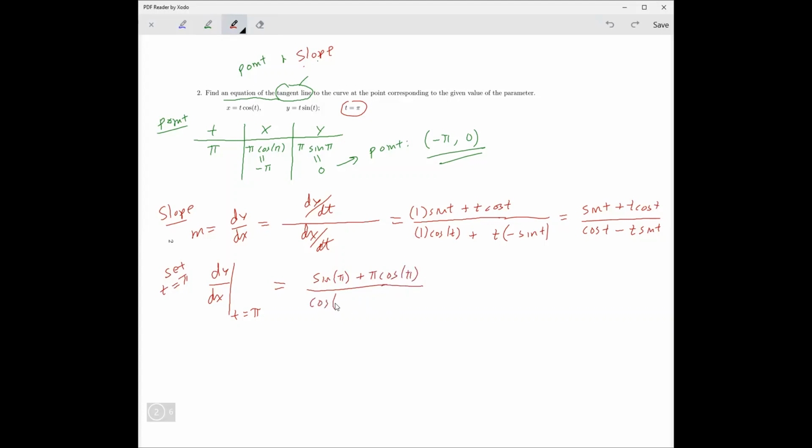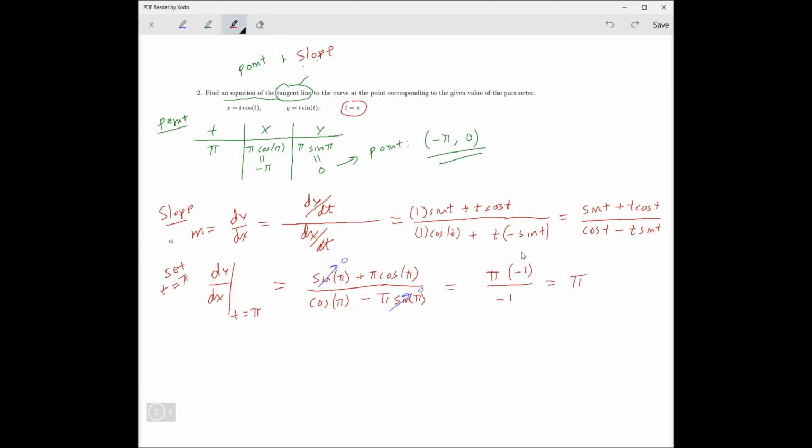Okay, but all the sine pi's are going to be 0, and all of the cosine pi's are -1. So in the numerator we have a pi times -1, and in the denominator we just have a -1, and then both those terms are 0. So the slope is going to be pi.